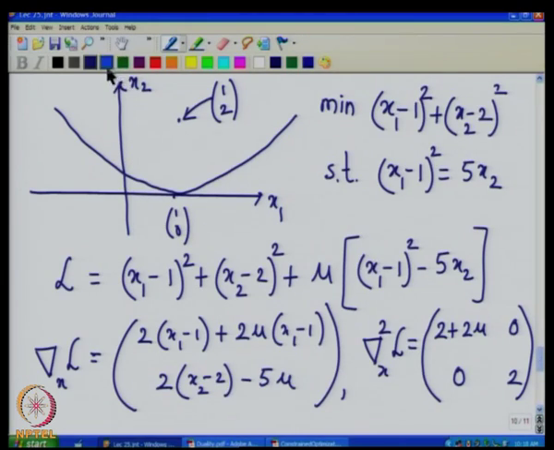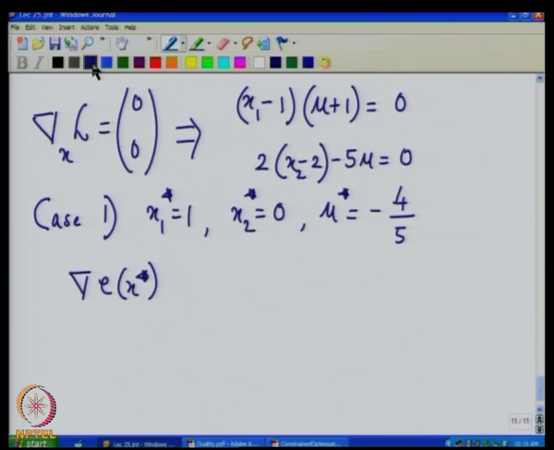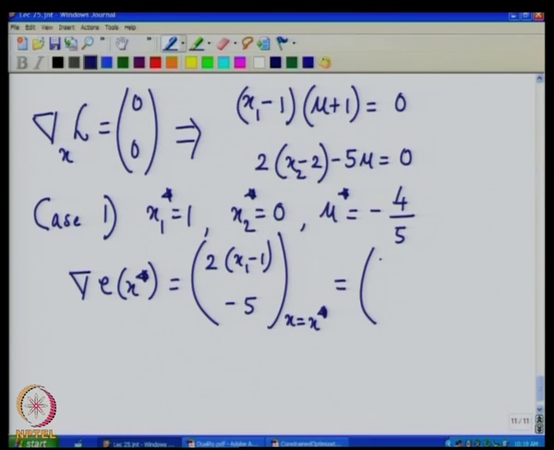Now, this h of x star is basically this constraint. So, we can write this constraint as h of x equal to 0: (x1 minus 1) square minus 5x2 equal to 0. So, this is our equality constraint. So, gradient h of x star will be 2 into (x1 minus 1) and minus 5, evaluated at x equal to x star. So, let us evaluate it at this point 1 comma 0 and it will be 0 comma minus 5.